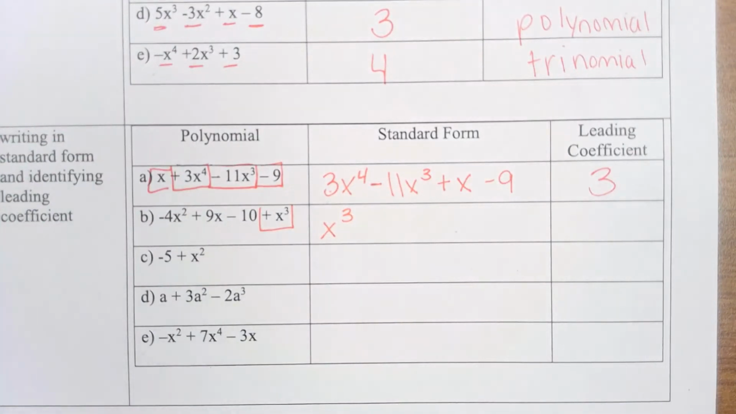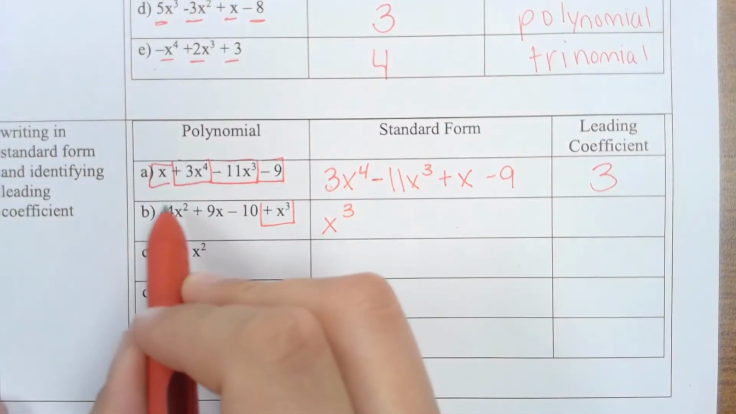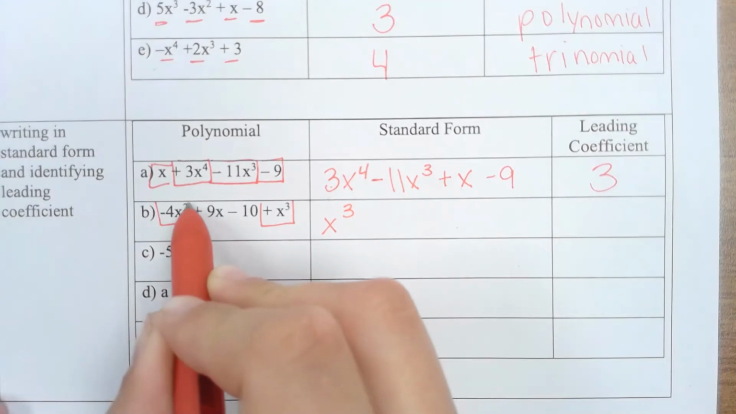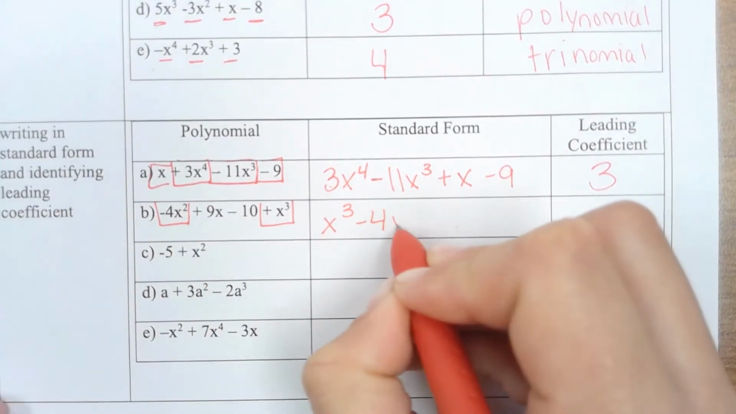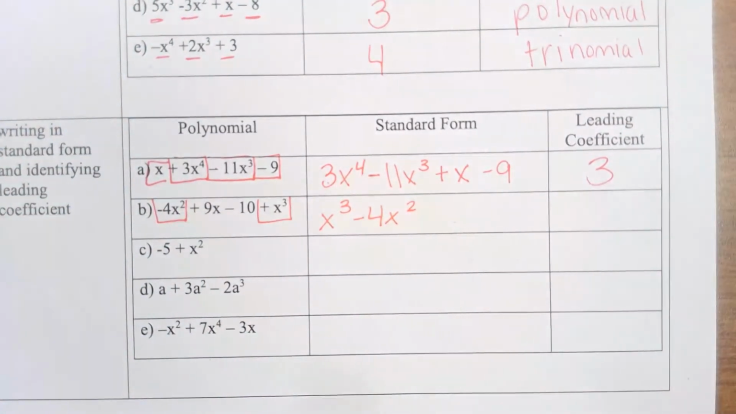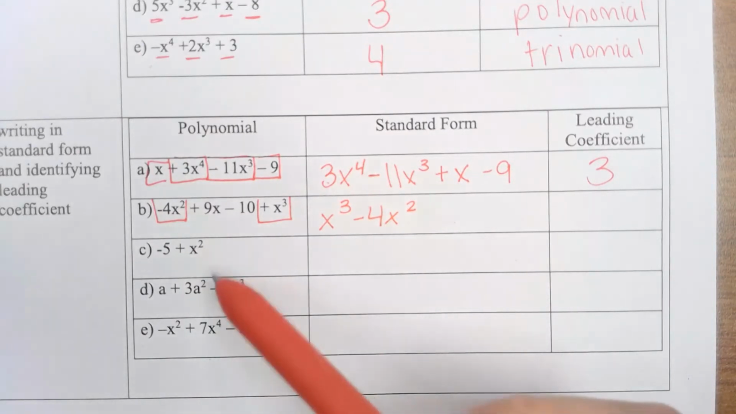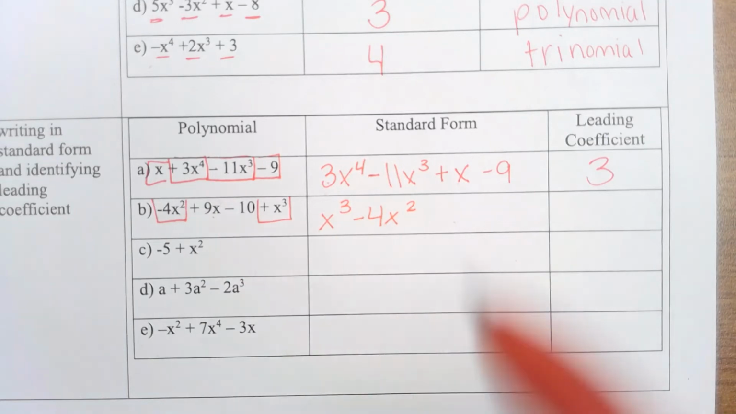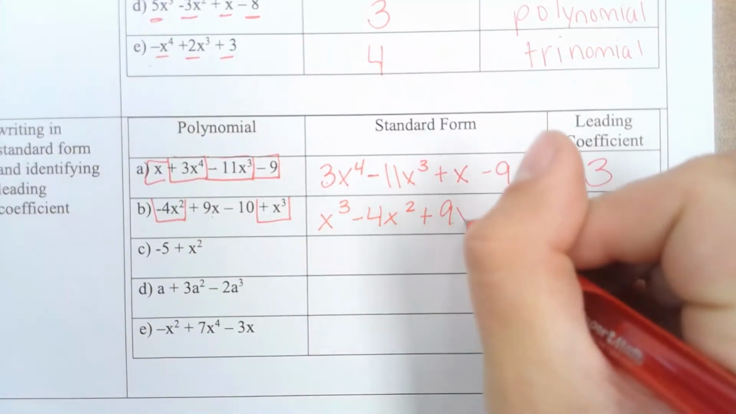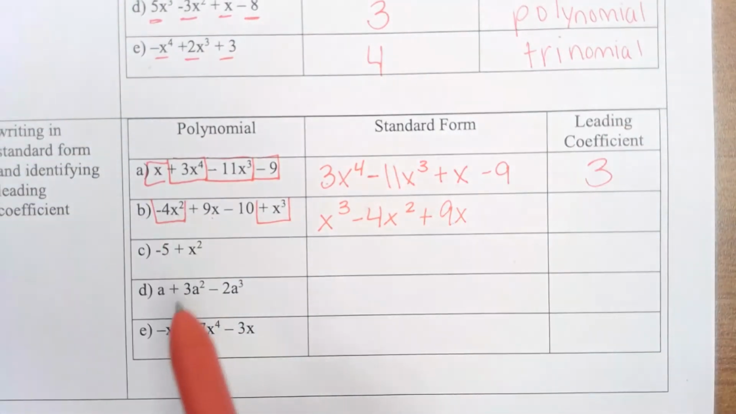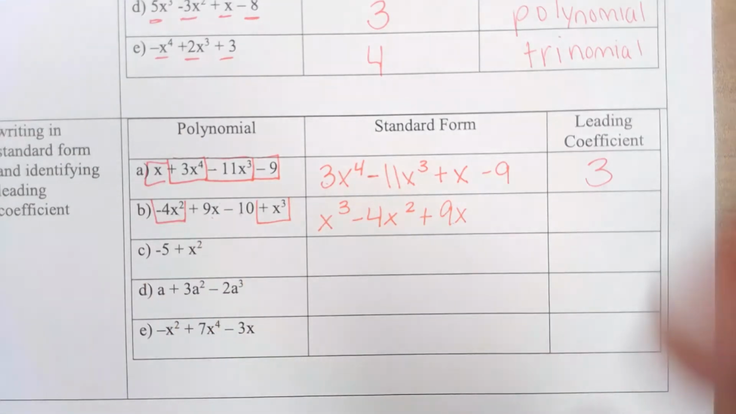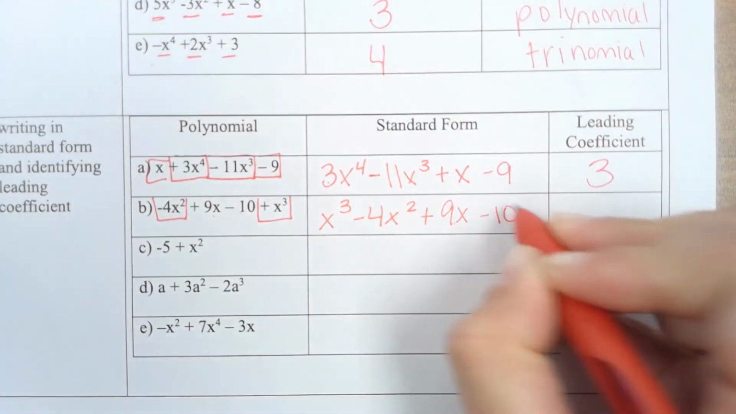Then my next highest exponent is this x squared, so I'm going to attach it with this negative 4x squared. My next highest exponent is going to be with this x, because that's to the first power, so this will be plus 9x. And then we do have to include this last term here, so the minus 10, and that will be at the end.